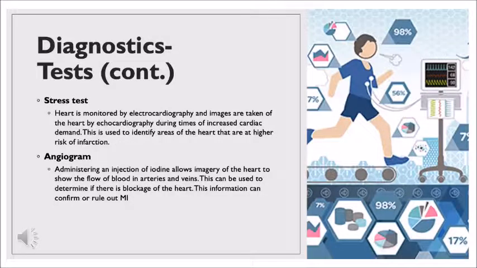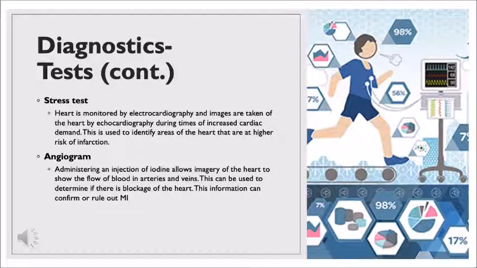The next item is the stress test. During this test, the heart is monitored by electrocardiography and images are taken of the heart by echocardiography during times of increased cardiac output or demand, such as running on a treadmill. This is used to identify areas of the heart that are at higher risk of infarction.